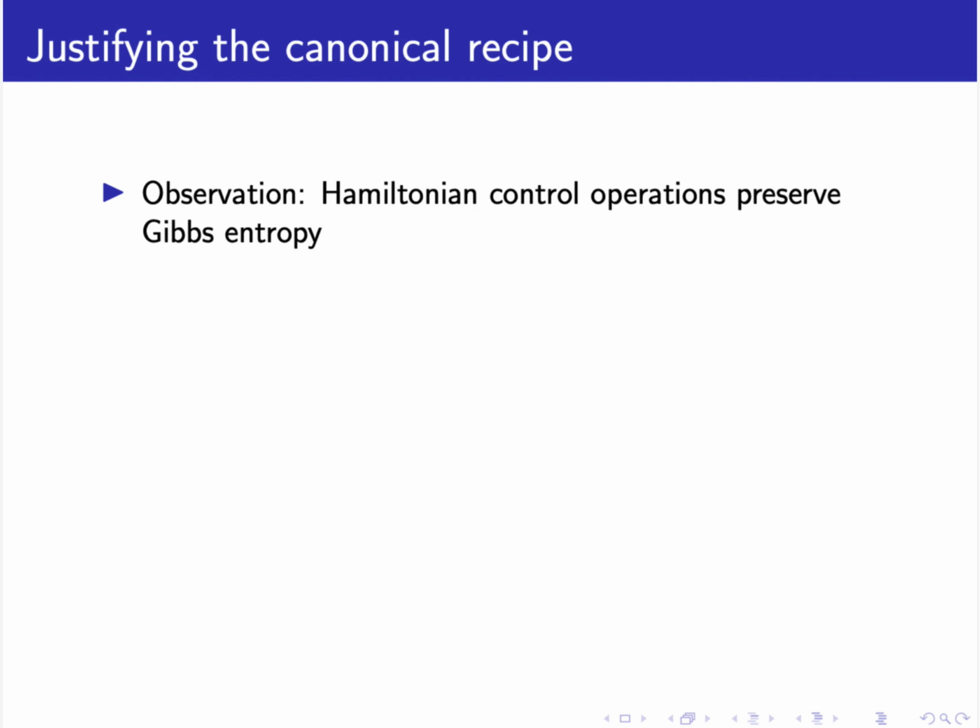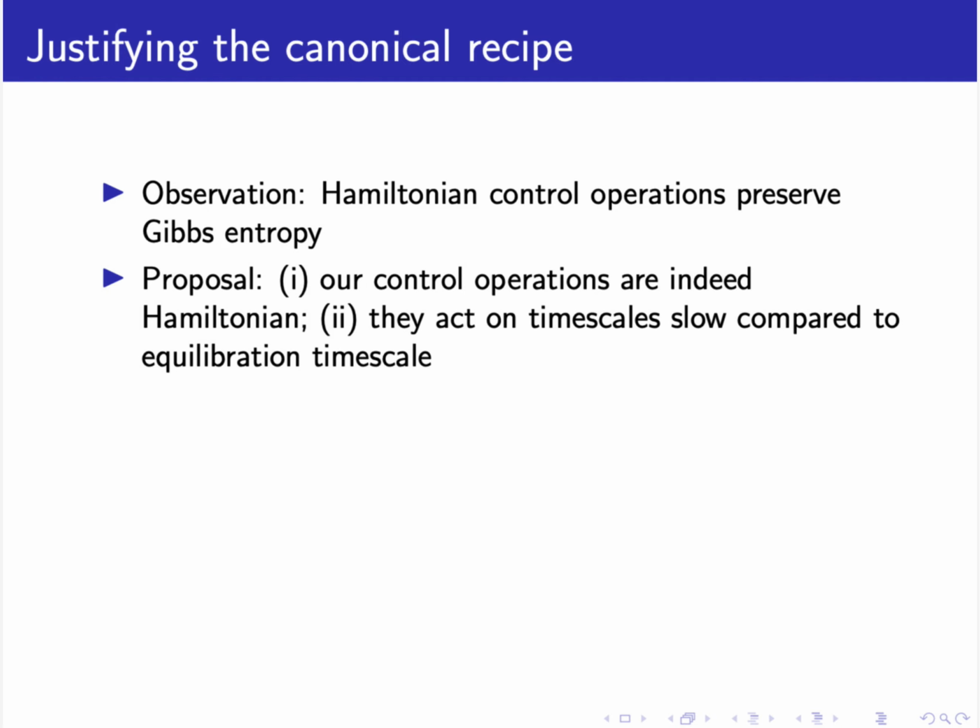And the Hamiltonian control operations, if you like more formal versions of this, the symplectomorphisms of phase space, these transformations preserve this quantity Gibbs entropy that we saw earlier. We haven't said anything about how to interpret Gibbs entropy. It's a purely mathematical feature of a probability distribution, but it so happens it's a mathematical feature of a probability distribution that is preserved under Hamiltonian flow. So here's a proposal.